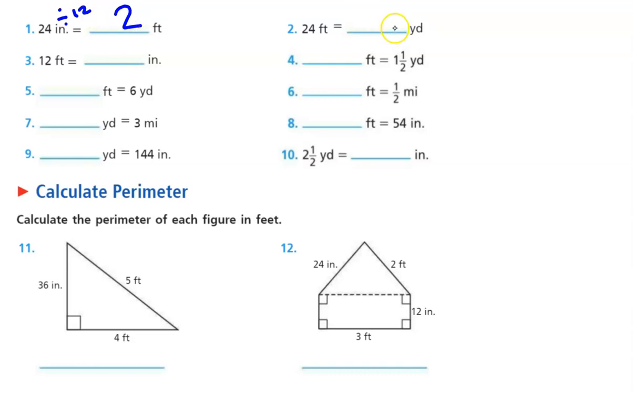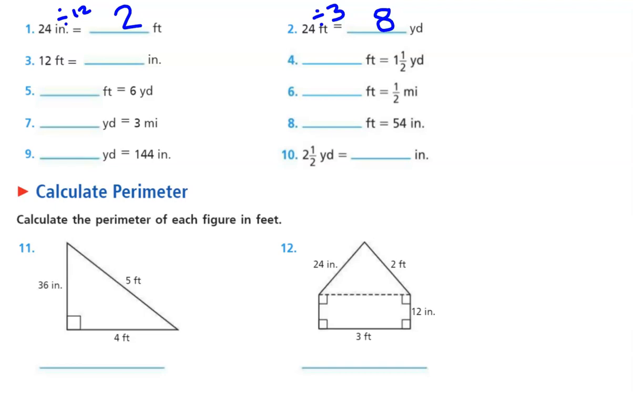Okay, I'm going to go over here to number 2, which is on the right side. This is 24 feet into yards. Well, feet are smaller than yards, so because of that, this number is going to get smaller, which means, again, I need to divide. And how many feet are there in a yard? There are 3. So I'm going to divide this number by 3. 24 divided by 3 is 8.